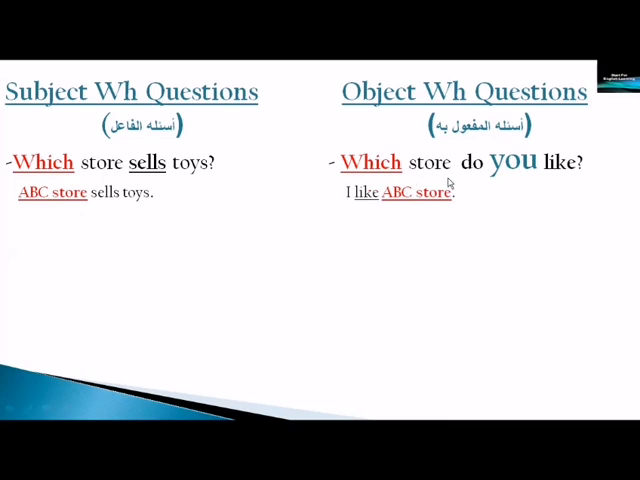While which store do you like? Here which refers to the object of the sentence. Which here is asking for the object of the sentence. We know the subject of the sentence. We have inversion, do before you and then like. I like ABC store. ABC store is the object of the sentence.